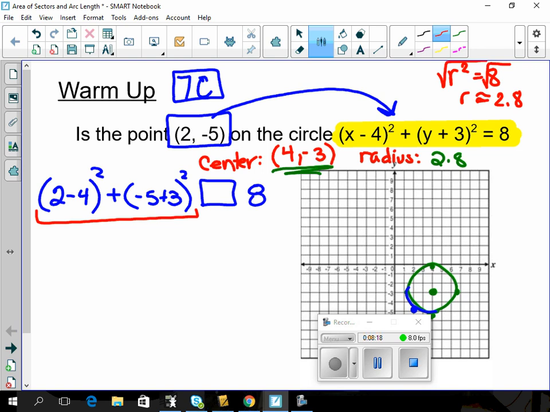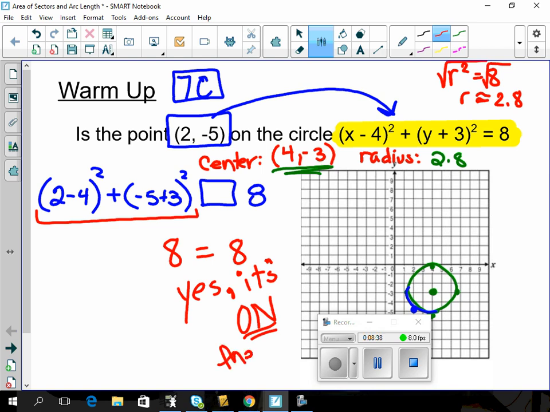Nice. Okay. Great. So when you plug it in, you do in fact get 8 on the left-hand side, 8 on the right. They equal each other, which tells me what? Yes, it's on the circle. Would you agree? Yes. Awesome. Perfect. How do we feel? Remember this from last week? We did this before. All right.